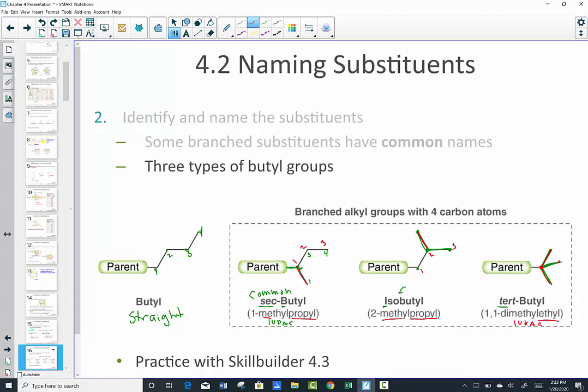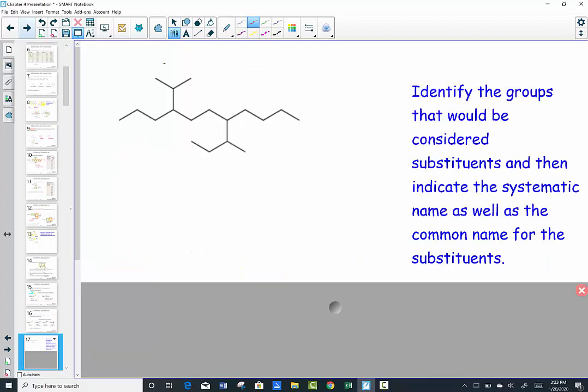Those take practice in recognizing. I can't emphasize enough the importance of drill work. The skill builders assigned to you have many problems waiting, just to gain proficiency and speed so you begin to recognize the names and locants very quickly. Let's identify what groups would be considered substituents and then indicate the systematic name as well as the common name for any of those substituents we find.